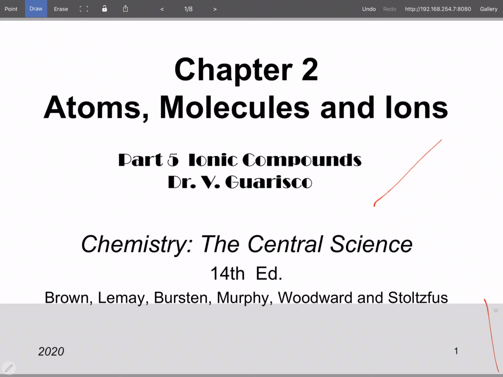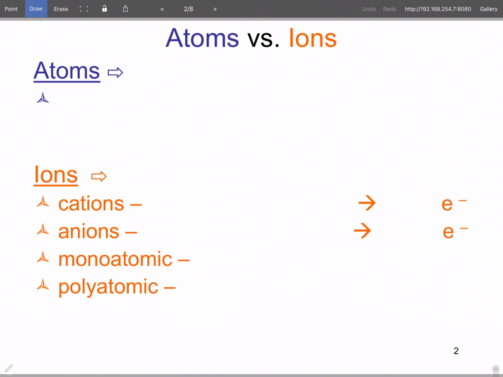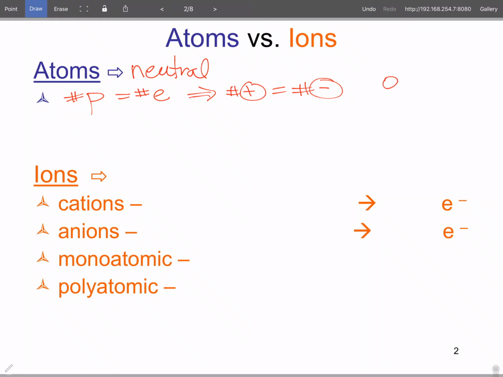Do atoms versus ions. So we're going to look at the ionic compounds. The first thing we've got to do is differentiate. Atoms are neutral. That means that the number of protons has to equal the number of electrons. Which really means that the number of positives equals the number of negatives. So to be neutral, we have to have a zero charge.